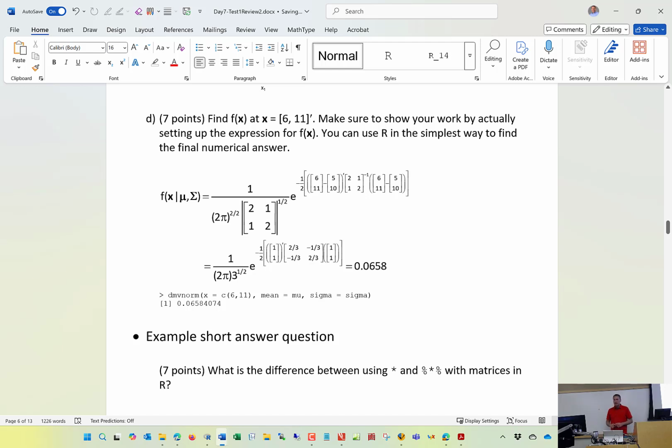And then lastly, find f of x at x equals (6, 11). In other words, just plug this vector into this multivariate normal equation and find f of x. One way to do it is to do all the matrix algebra, but that would take more time than what's needed. The easiest way is to use the mvtnorm package, get the corresponding function that we've used to calculate f of x, and then it'll be really quick. So that's an example of one of these problems. Hopefully this doesn't take you more than 15 minutes. If it does, then you'll have to see what happens on the other parts of the test.